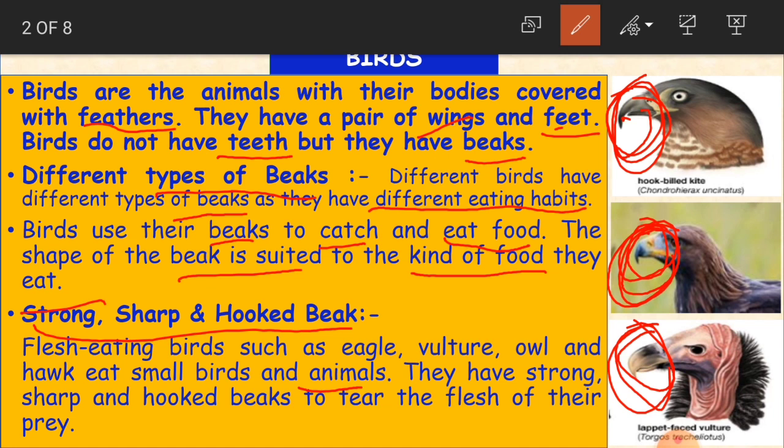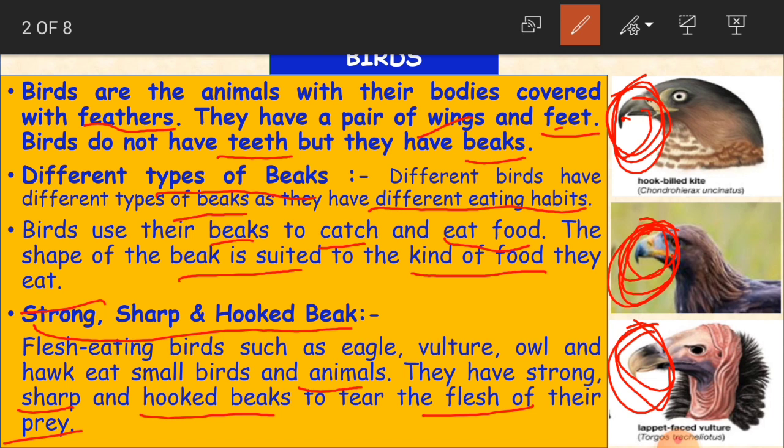They have strong, sharp and hooked beaks to tear the flesh of their prey. Prey is nothing but food, children, their food, like what they have caught for their food. Okay, that is called prey.